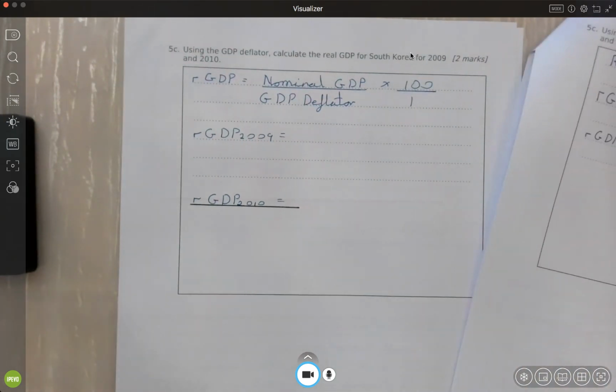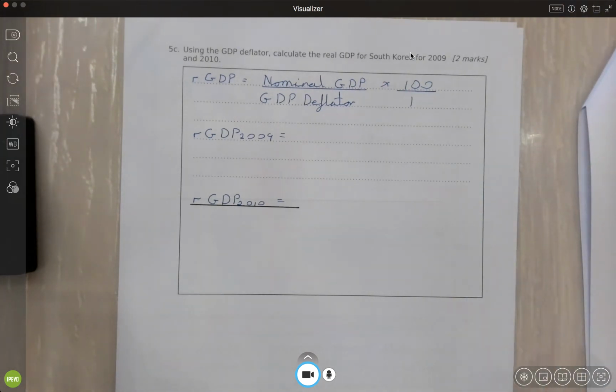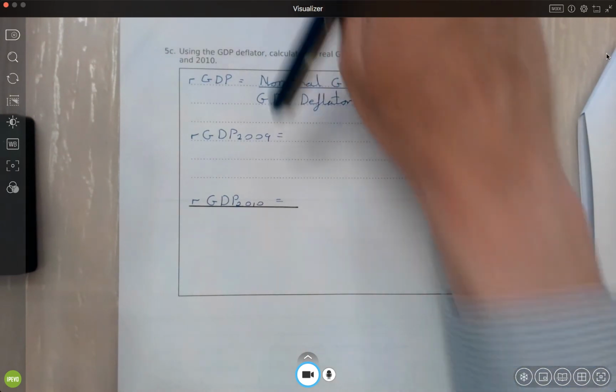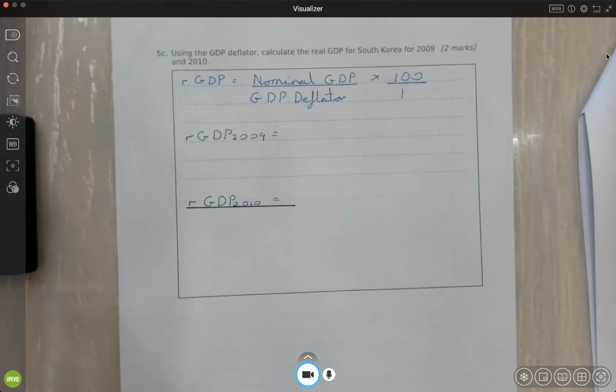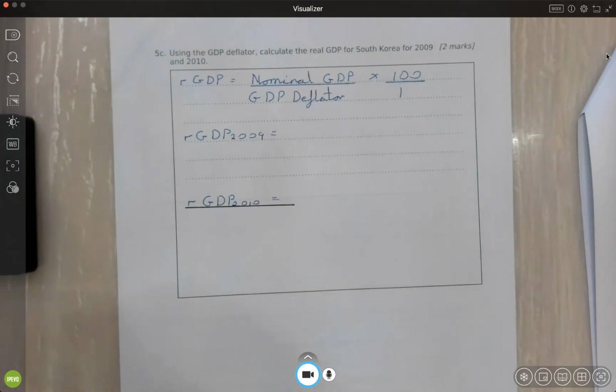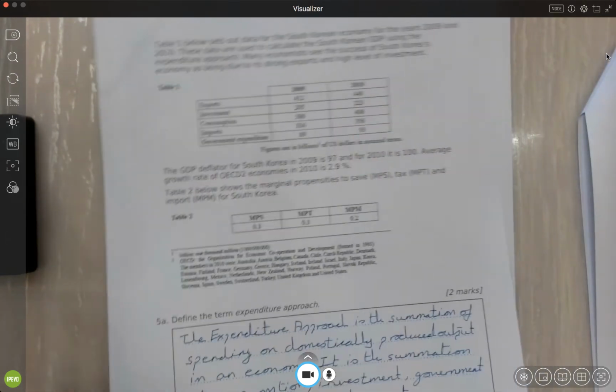All right, now I'll keep this page with me so I can refer to it. For the next one, we've got, using the GDP deflator, calculate real GDP for South Korea for 2009 and 2010. Now, the GDP deflator is actually given here in the question, so that's why I need to refer to it.